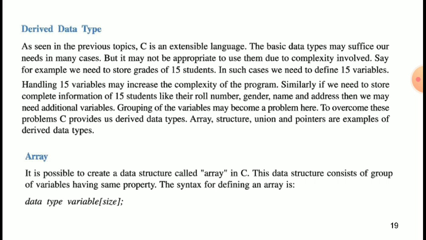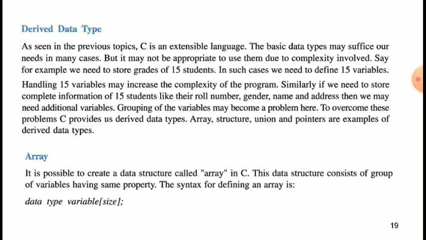Next is the derived data type. So C provides derived data types for grouping of variables. Arrays, structures, union and pointers, etc. are examples of derived data types.